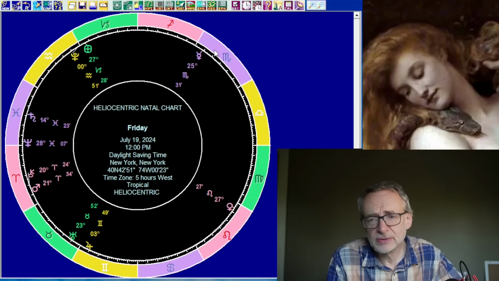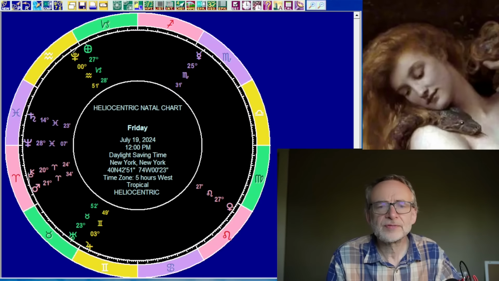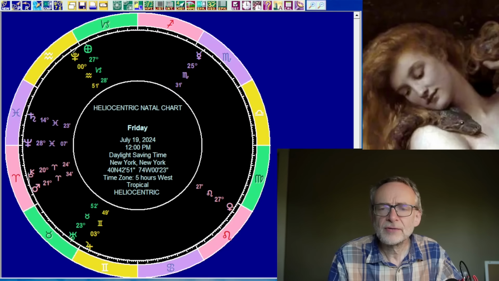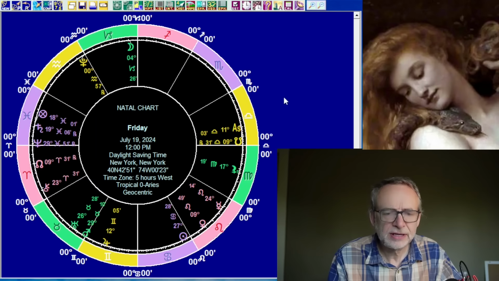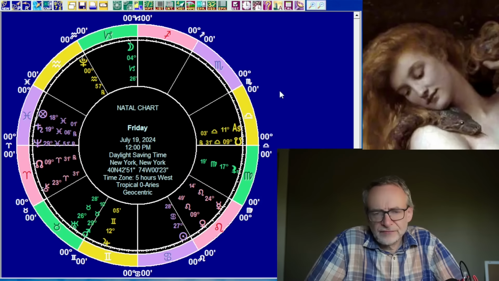And now I want to look at today from the perspective of the 12 signs. So these are my forecasts for today for the 12 signs. And today is Friday, July the 19th, 2024.